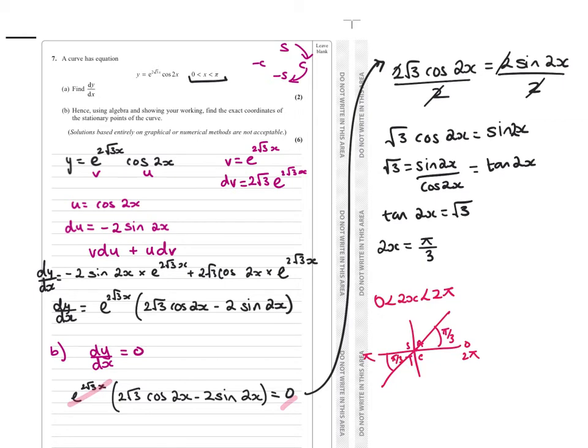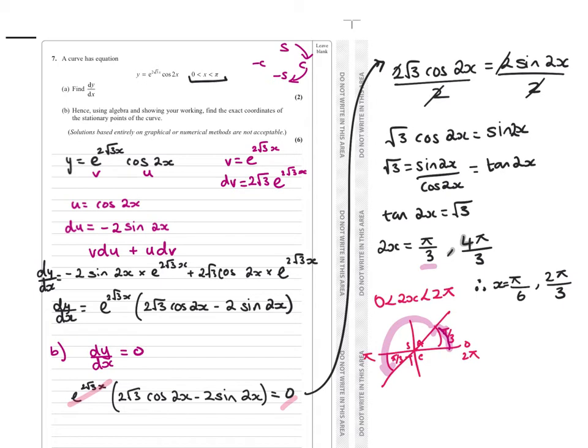So, if I start at 0, first one I hit is pi over 3. Okay, I've already had that written down. Second one I hit is pi plus pi over 3, which is 4 pi over 3. Okay, now I need to find what x is, so I'm going to divide everything by 2. Pi over 3 divided by 2 is pi over 6. 4 pi over 3 divided by 2 is 4 pi over 6, which can be simplified to 2 pi over 3. So there's our final answer.